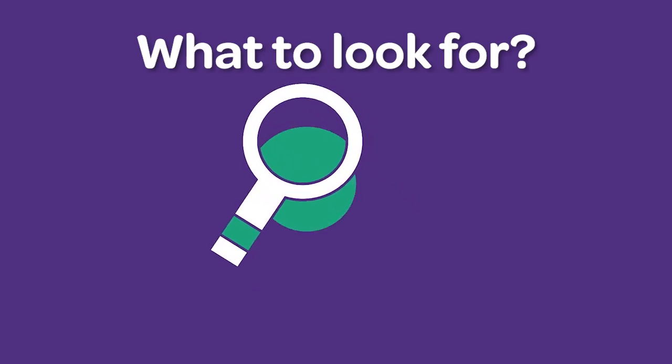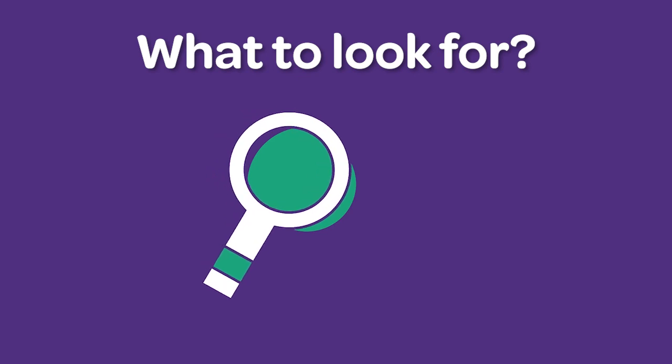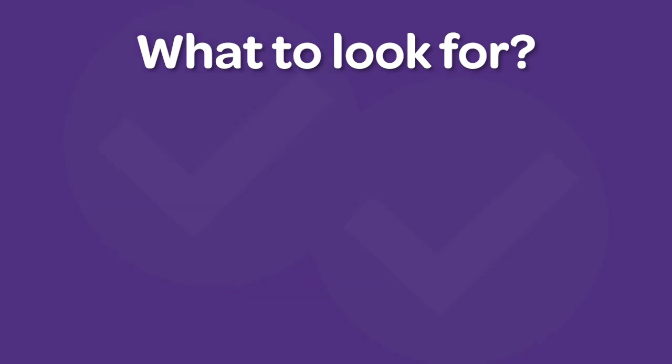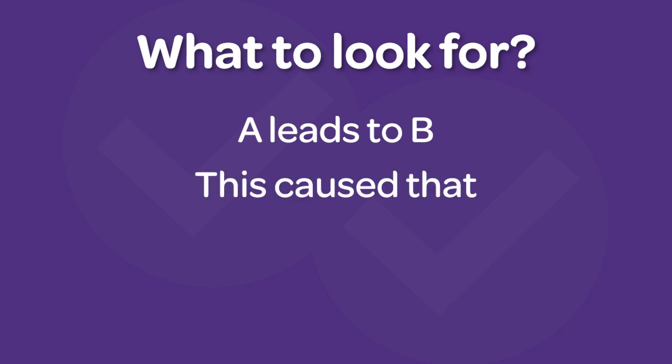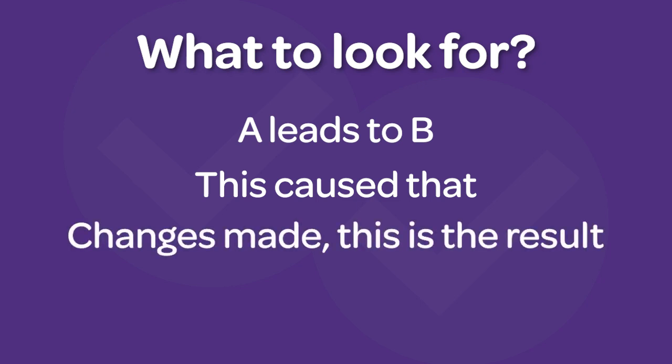What you should be looking for when you're reading through an argument is things where they're talking about something leading to something else. So A leads to B, or when they talk about this causing that. Oftentimes it might be something like a business changes something and then they saw this result, or maybe they saw another business change something and saw a result, and so they want to apply it to their business. These are all going to be great opportunities for you to expose a flaw in the argument.